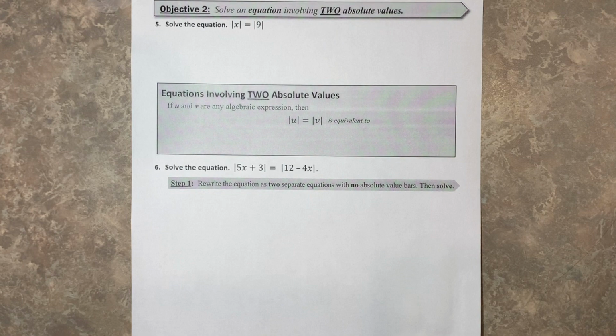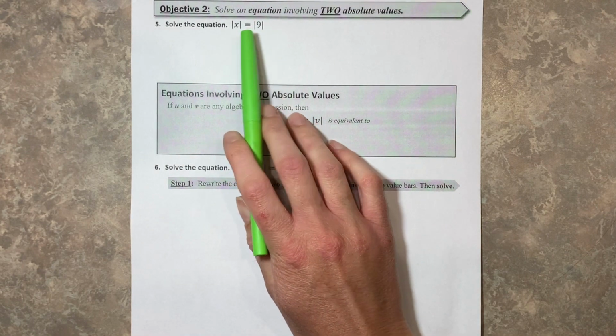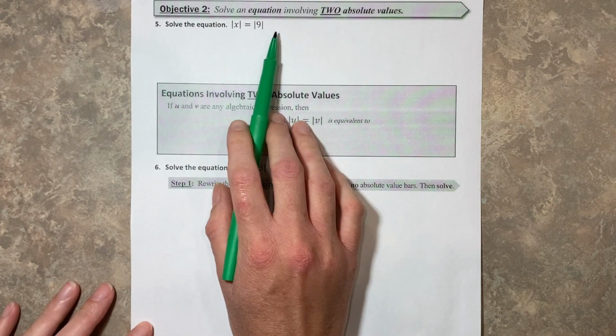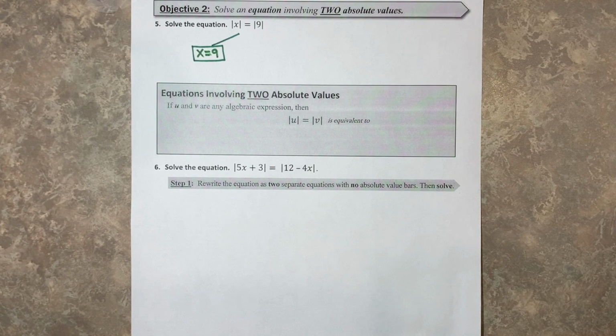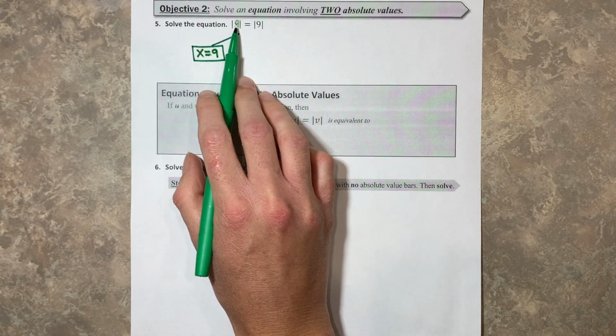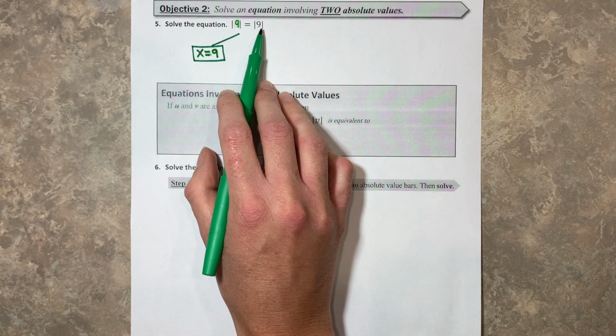Next, we're going to solve equations that involve two sets of absolute value bars, like you see here. We'll start with a very basic example. This problem here has two solutions. One of the solutions is that x equals 9, because if we plug in 9 for x here, we'd have the absolute value of 9 is equal to the absolute value of 9, which is definitely true.